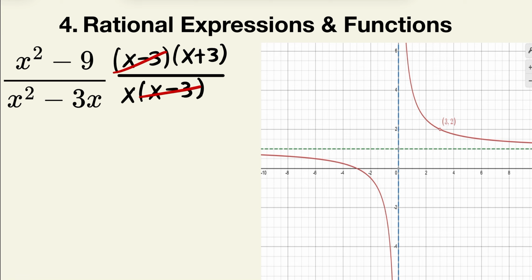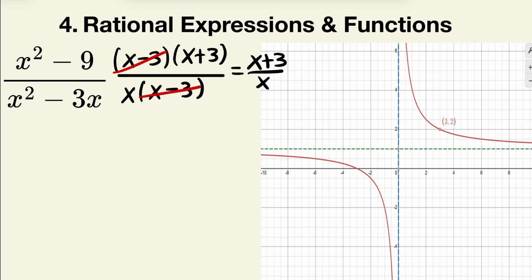Okay, so now we have x equals 3 is still not allowed because it made the original denominator 0, right? But after canceling, we do have the simplified form of x plus 3 divided by x. And let me just write that over here so we can see that clearly. And so that is x plus 3 over x. Okay, and so that's the simplified form as I've stated.